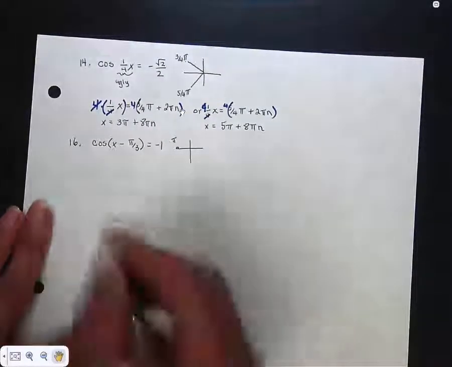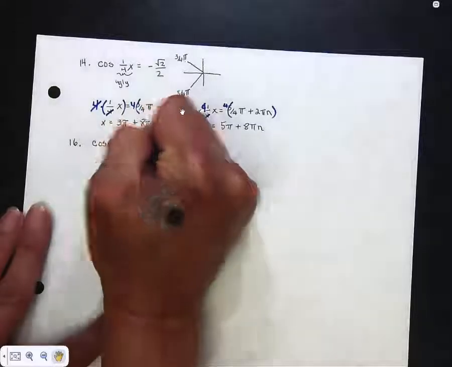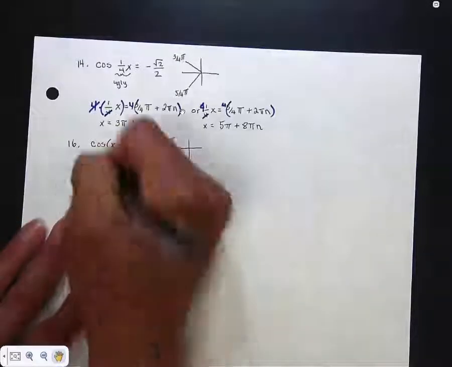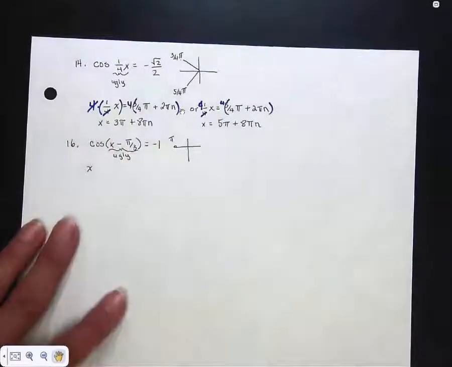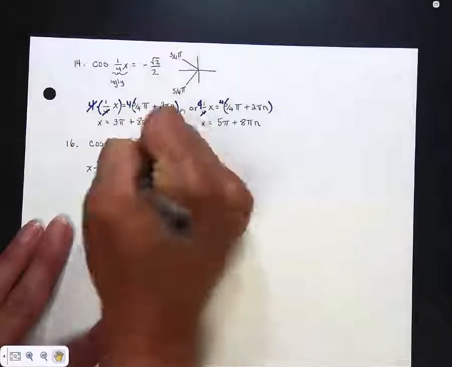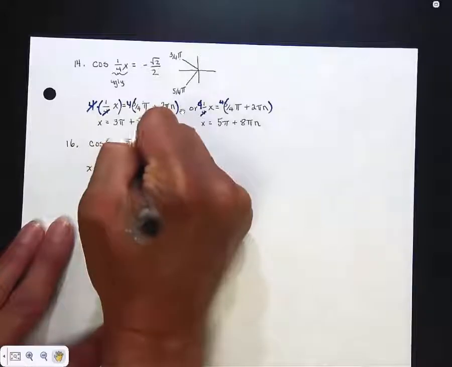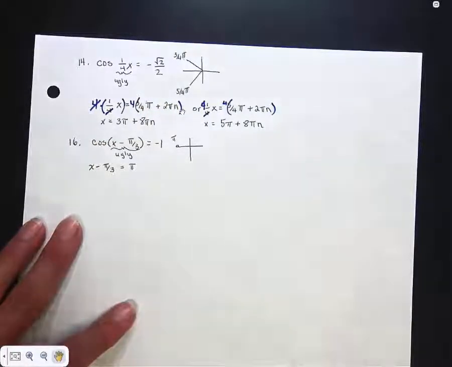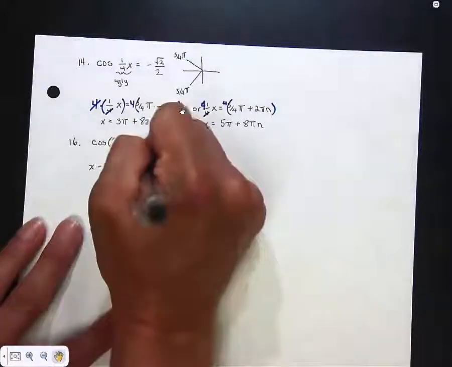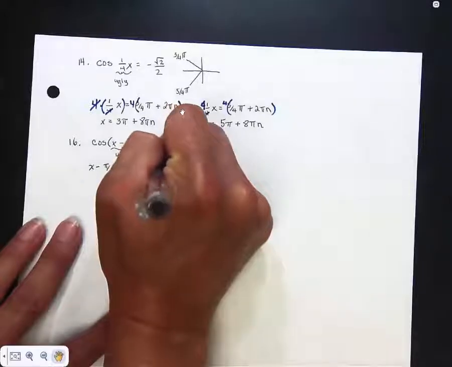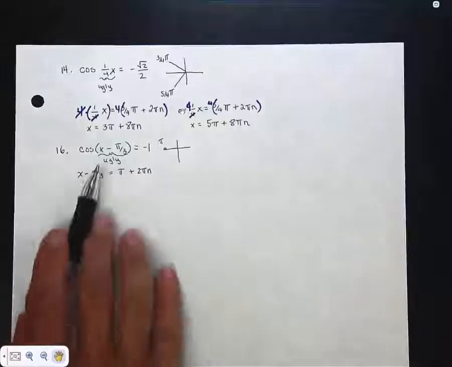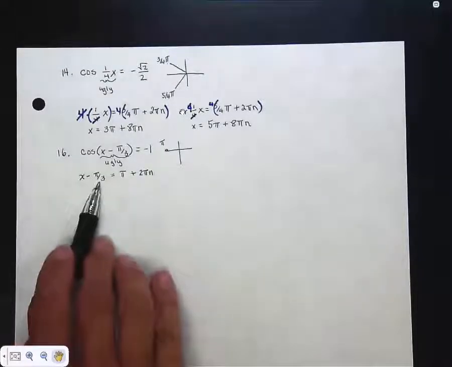But it's not just cosine x, it's cosine ugly. So instead of saying x equals pi radians, we're going to say ugly, whatever it is, ugly is pi. And since we're looking for all of the solutions in infinitely many revolutions of the unit circle, we need to add multiples of 2 pi in. That's not what x is, that's what ugly is.